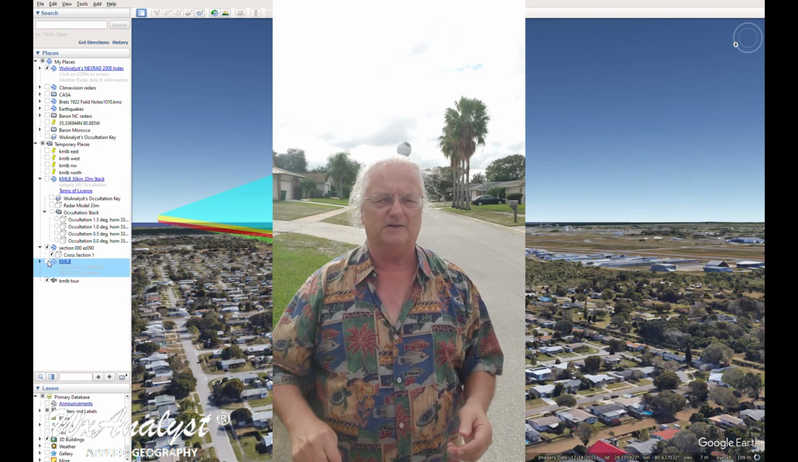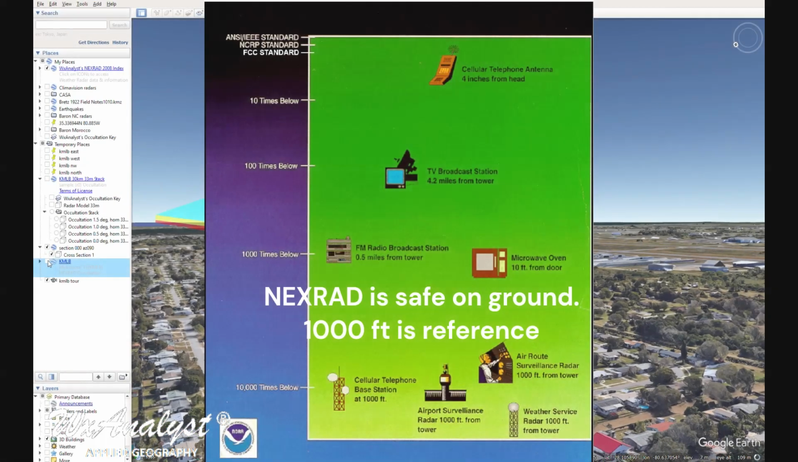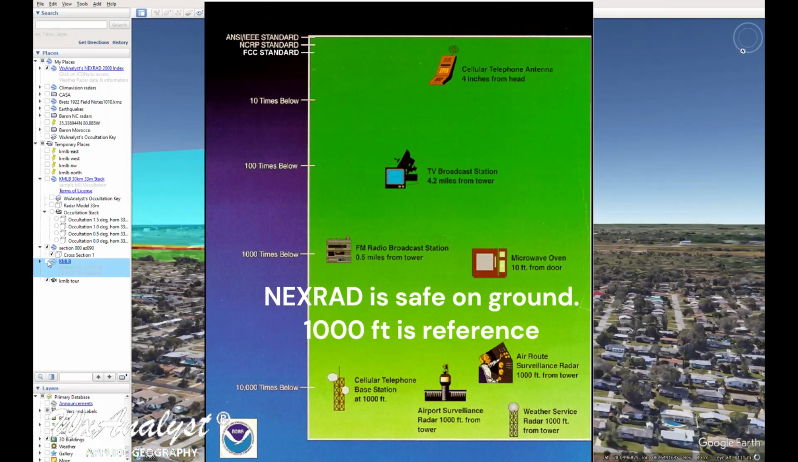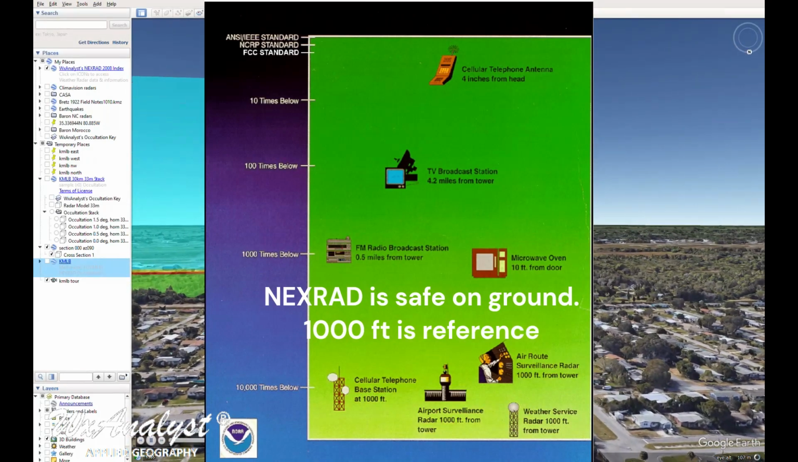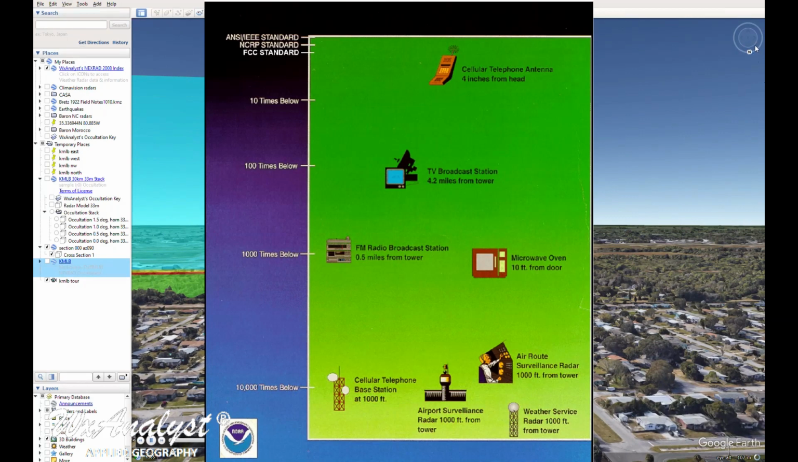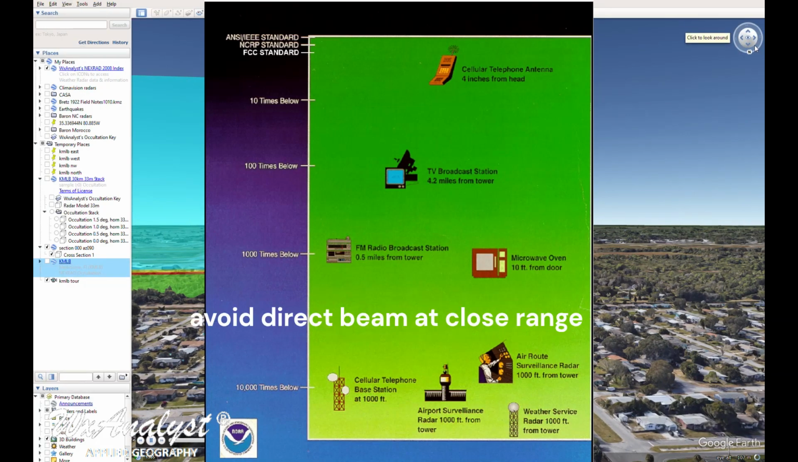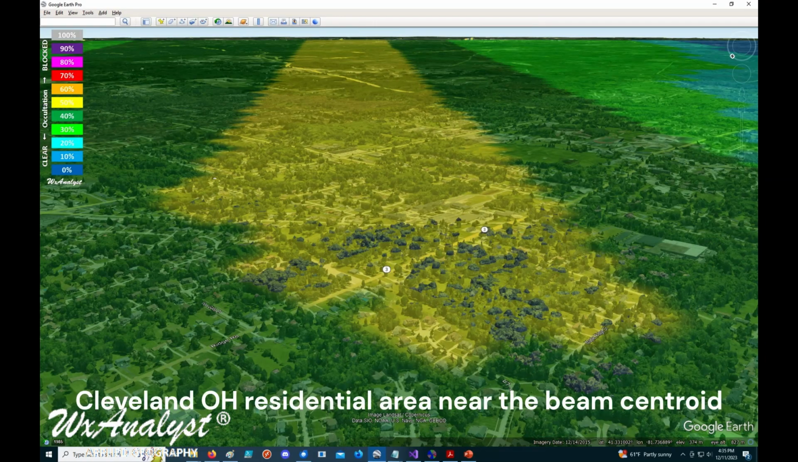least at this location. The National Weather Service has measured electromagnetic radiation on the ground and compares this to safety standards. Using 1,000 feet as a reference, NEXRAD is generally safe as long as we avoid direct beam exposure. However, anomalous propagation is known to bend the radar beam and can increase ground clutter.